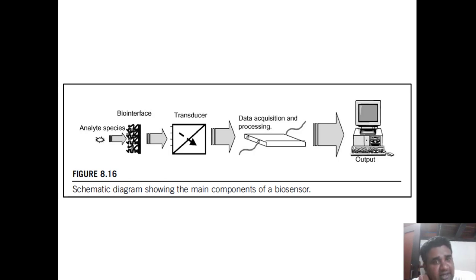So this is the schematic diagram which shows how this biosensor works. Here is the analyte, and here will be the biointerface. Let it be antigen, here we will keep antibody. So this antibody traces the antigens, and then it will be converted into an electrical signal with the help of a transducer, and finally there will be amplification of the data, and then we can monitor it with the help of a computer.